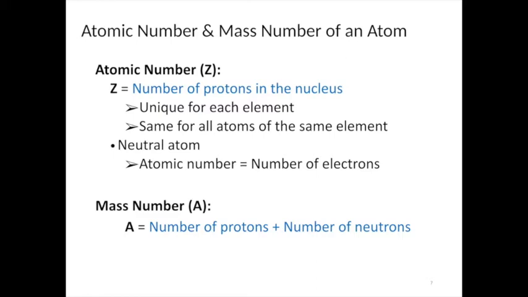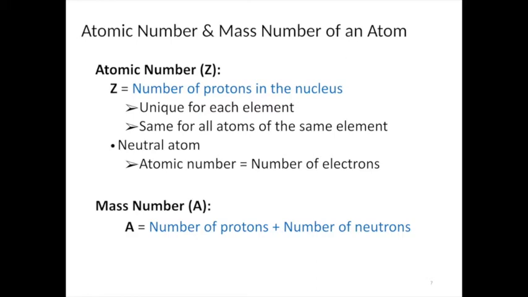So for example, oxygen. Oxygen has the number 8 above it. So that tells us that it has 8 protons. So all I have to do to figure out how many protons an element has is look at that number on the periodic table. So it's the same for all the atoms of that element. So all oxygen atoms have 8 protons. That's what makes it oxygen.